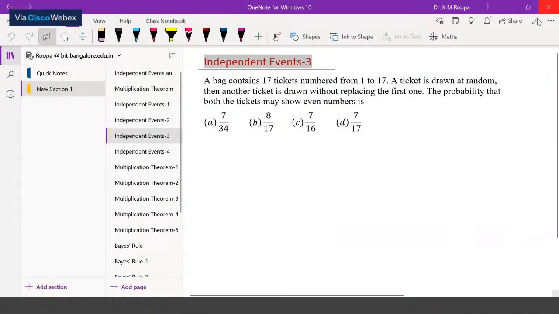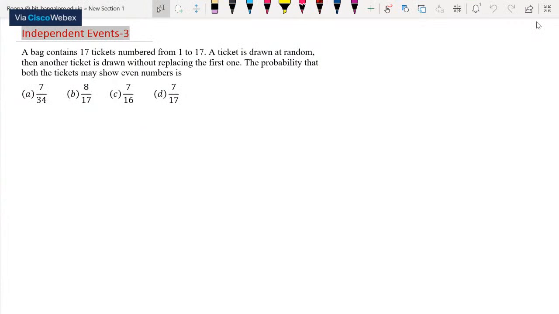Next problem. A bag contains 17 tickets numbered from 1 to 17. A ticket is drawn at random. Then another ticket is drawn without replacing the first one. Find the probability that both tickets show an even number. Totally in the bag, how many tickets do you have?